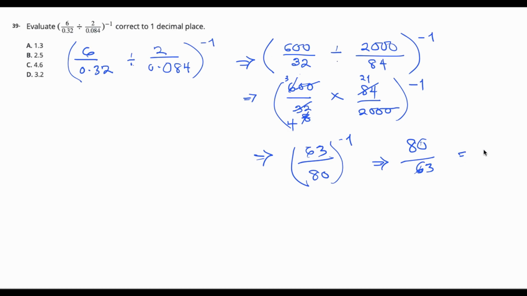And this is ultimately equal to 1.2698. To one decimal place, the next digit is more than 5, so we can approximate that to be equal to 1.3. So our answer here is A.